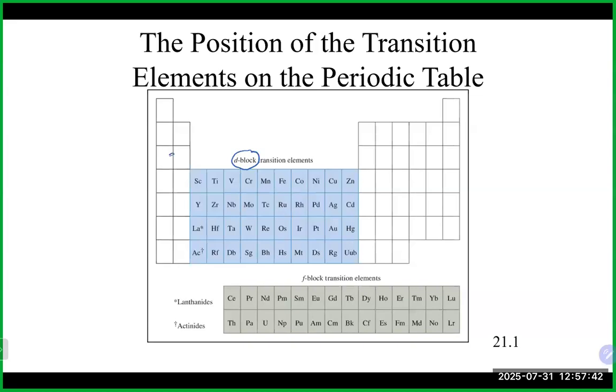The first two groups are the S block. Groups 3 through 8 is the P block, and this is the F block over here. If you remember, S has 2 electrons, 1 and 2. The P subshell has 6 total. The D subshell has 10. And F is 14.